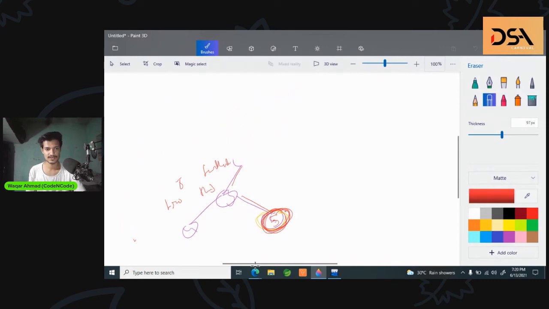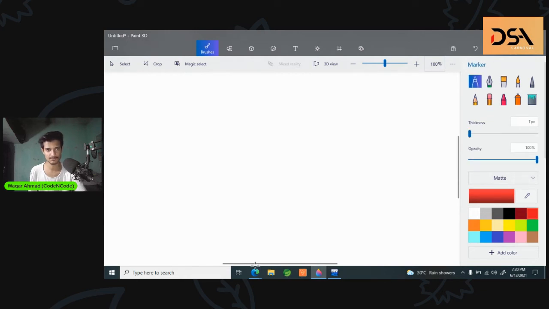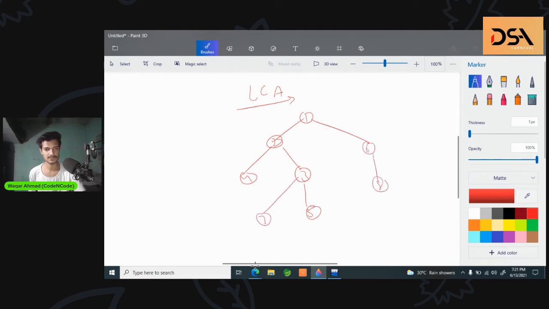So the last topic to cover today is the most important topic actually, LCA, that is lowest common ancestor. What is LCA? So we have a rooted tree. It has to be rooted, otherwise LCA won't be uniquely defined. 3, 4, 5, 6, 7, 8.